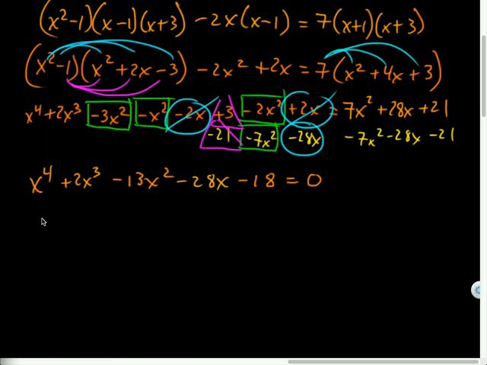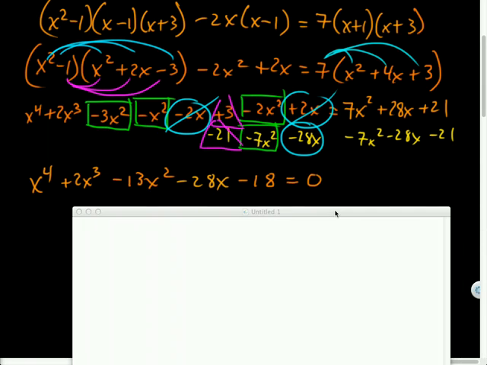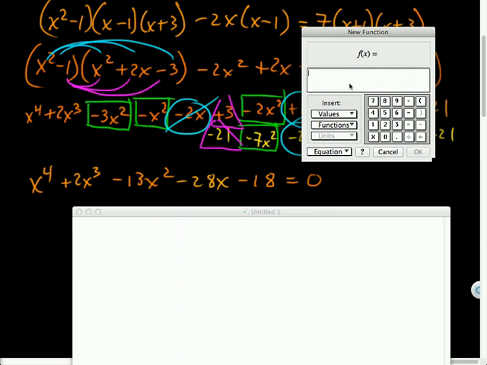What I'm going to do for us is I'm just going to graph this real quick in Sketchpad so we can at least see what our answers might be. So let's see. This is x to the 4th plus 2x cubed minus 13x squared.